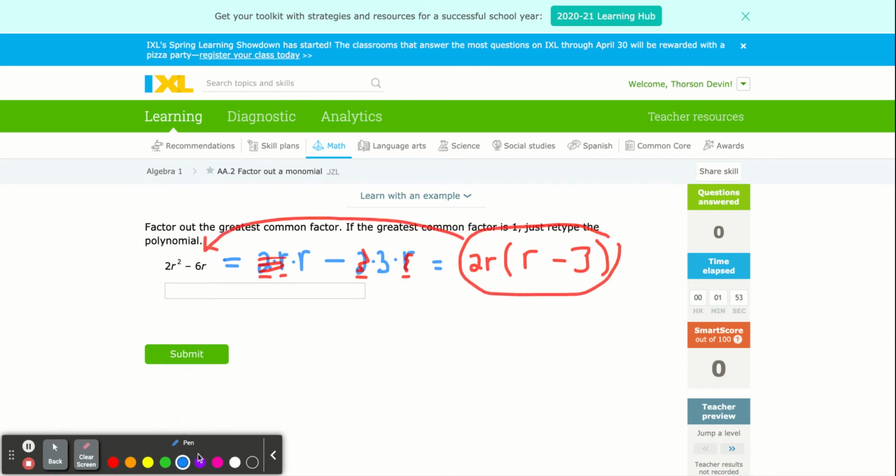And you can always check to make sure that worked, because if I distribute back in, I should get what I started with. 2r times r would be 2r squared. 2r times this 3 would be the 6r. So this red portion here is my factored form, and it's what I type in to the answer. 2r, do some parentheses, and inside the parentheses do r minus 3.